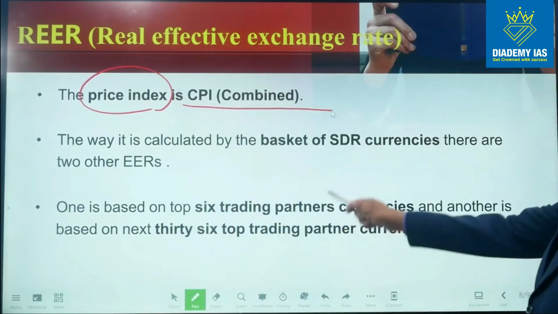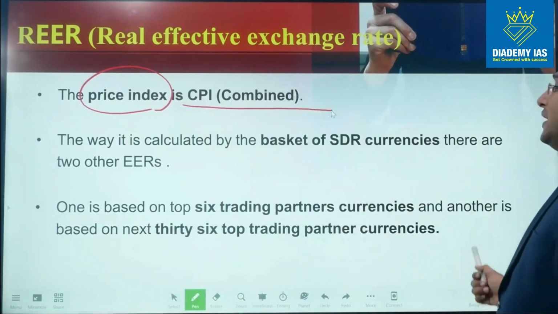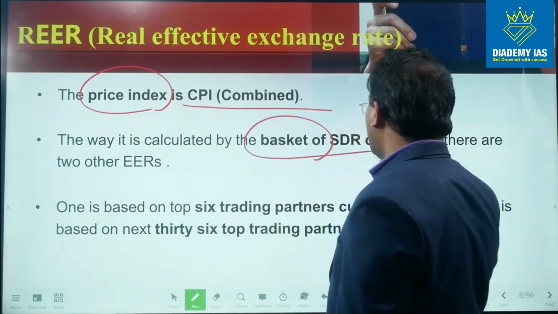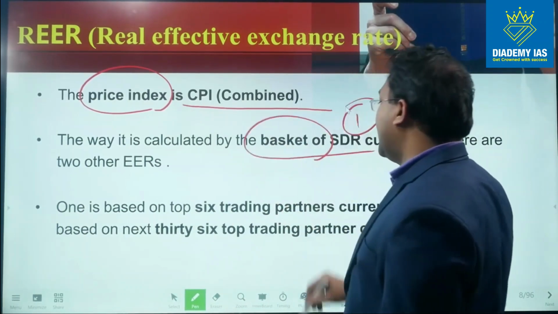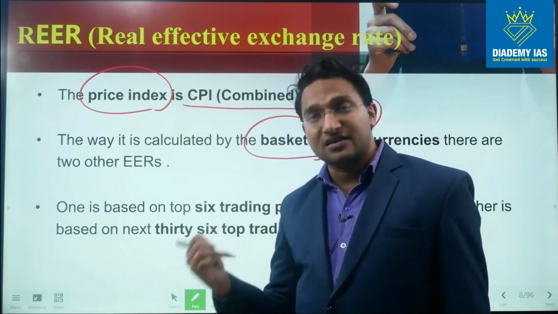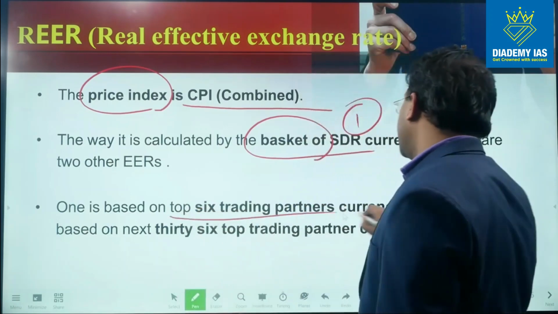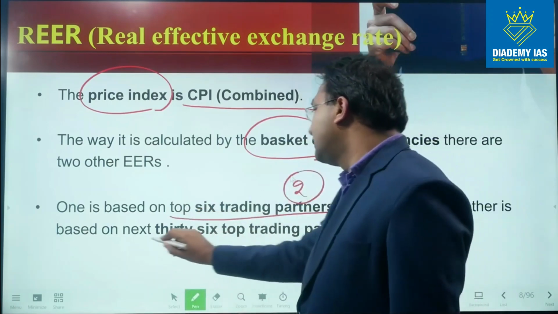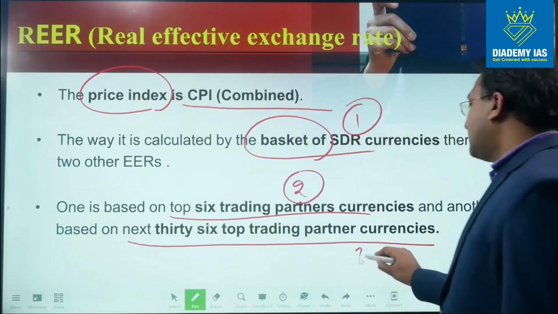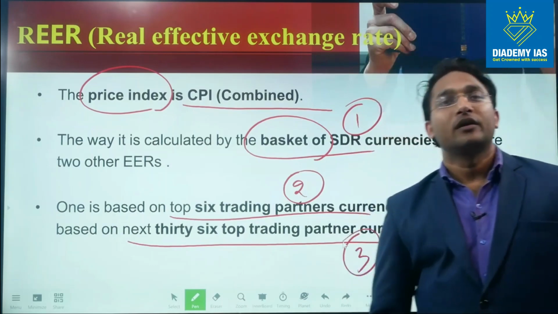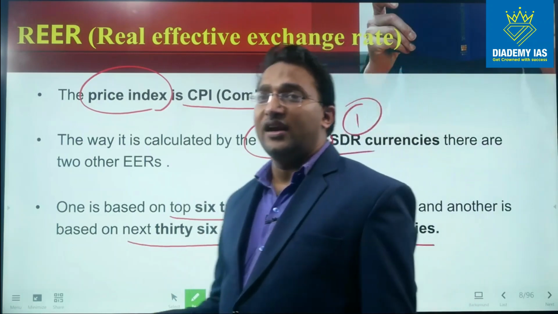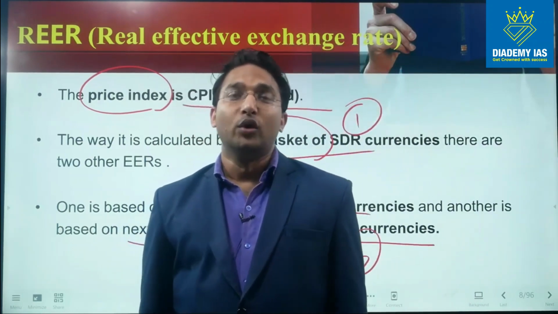Just like it is calculated with the basket of SDR currencies, there are two other EERs, right? Apart from this, the RBI has given two other baskets. The one basket is the top 6 trading partners, and another basket is the next 36 top trading partner currencies, right? So there are three baskets through which we calculate this effective exchange rate. RBI is publishing this effective exchange rate every month in its bulletin.